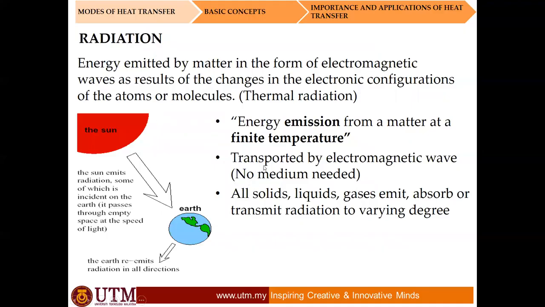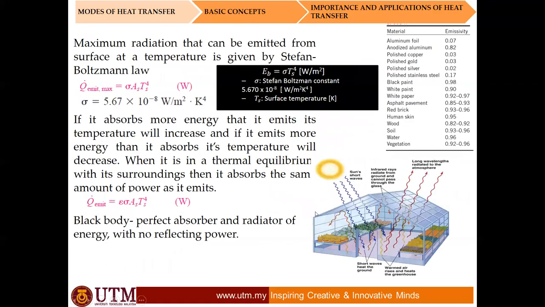Radiation can be transported without a medium, meaning it can be transported in a vacuum. Conduction and convection cannot be transported through a vacuum, so they need a medium. But radiation doesn't need a medium for the energy transfer, or heat transfer, to occur. All solids, liquids, and gases emit, absorb, or transmit radiation to a varying degree, depending on the properties of the material.